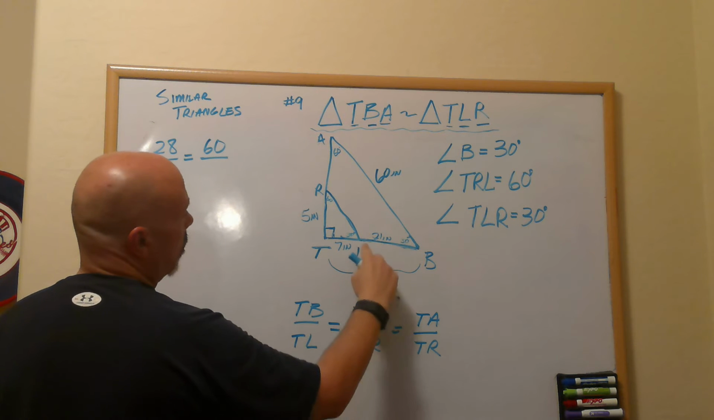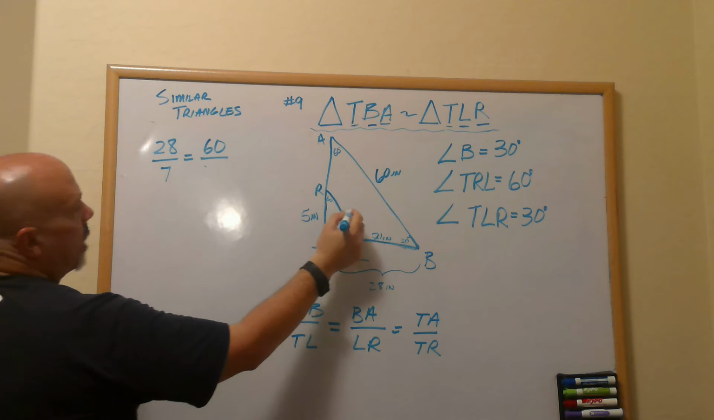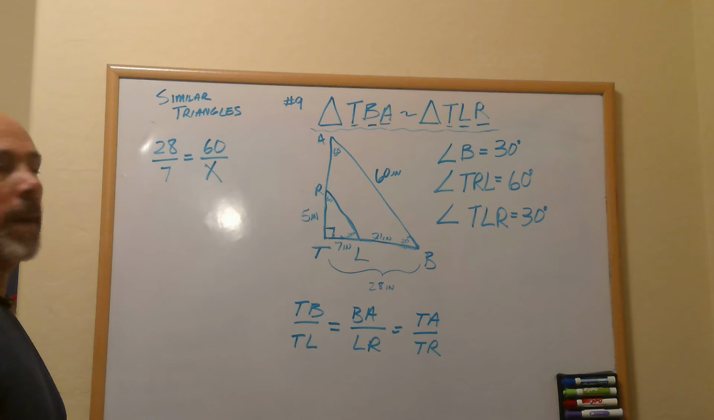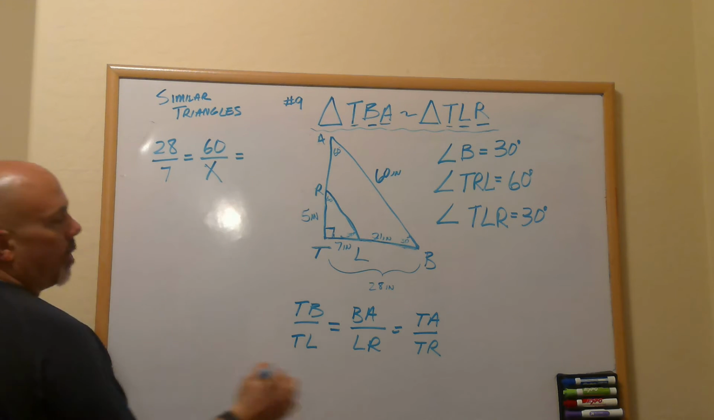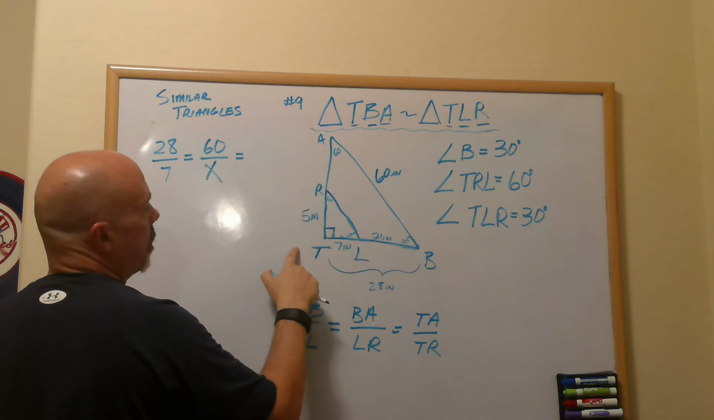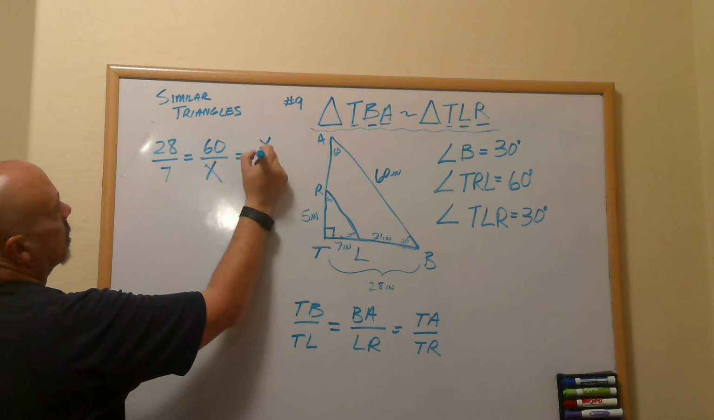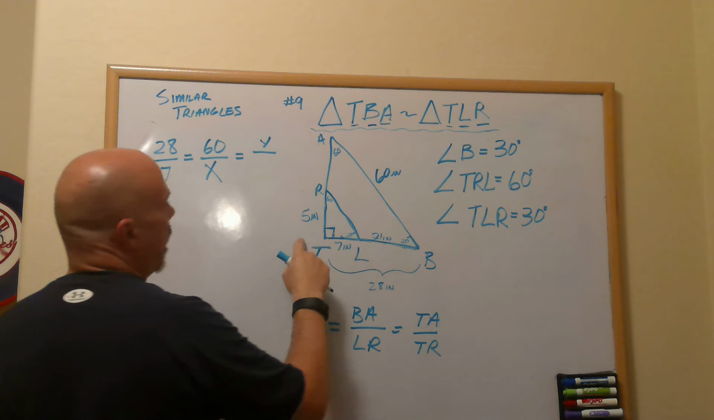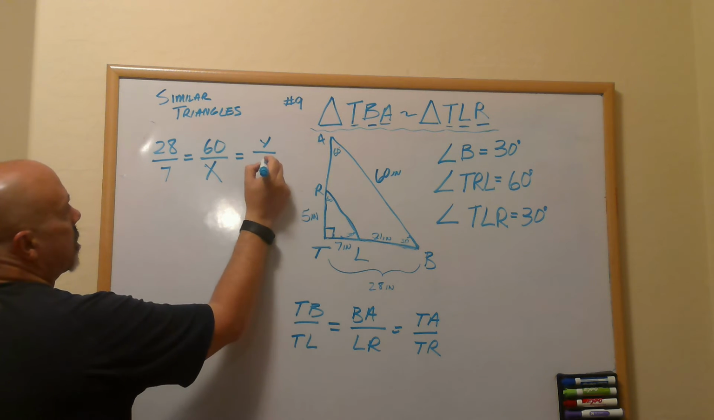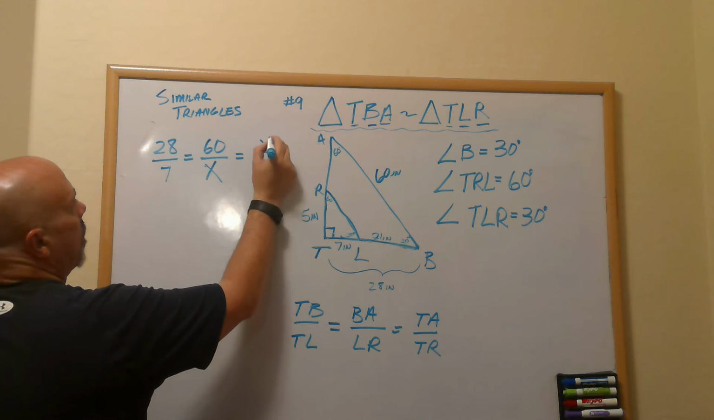So again, LR, the line segment created from points L and R. I don't know that yet. I don't know what this is. So this is still an unknown, and I'm going to leave that as an X for right now. Now let's set up our third one. Line segment TA is this full length from the larger triangle. I don't know that yet, so I'm going to call that Y, just for right now. But I do know that the line segment TR, which is this one right here, is 5 inches. So I'm going to put my 5 right there.